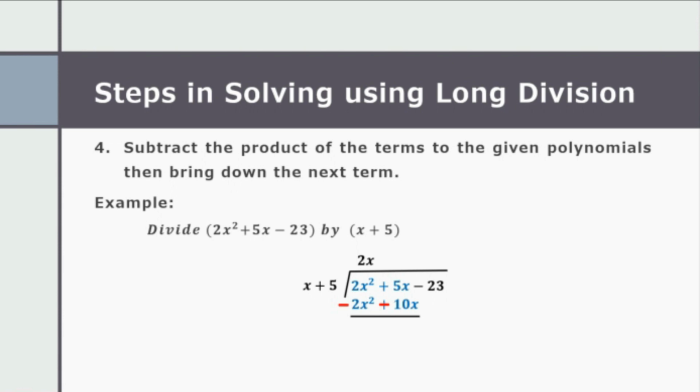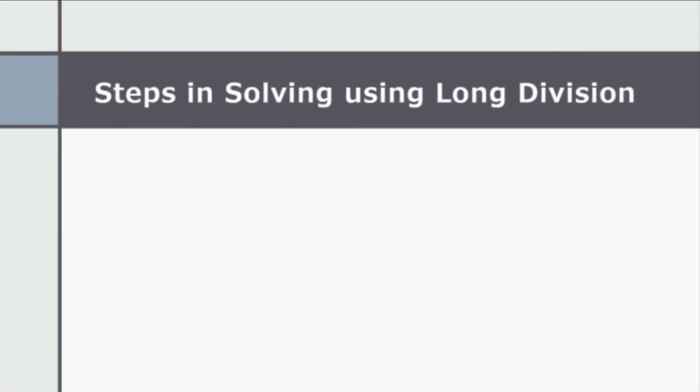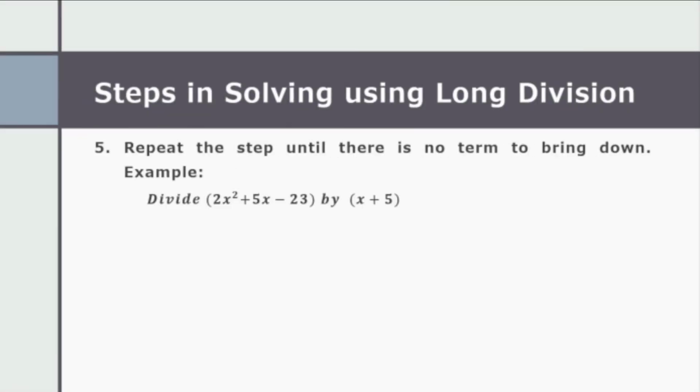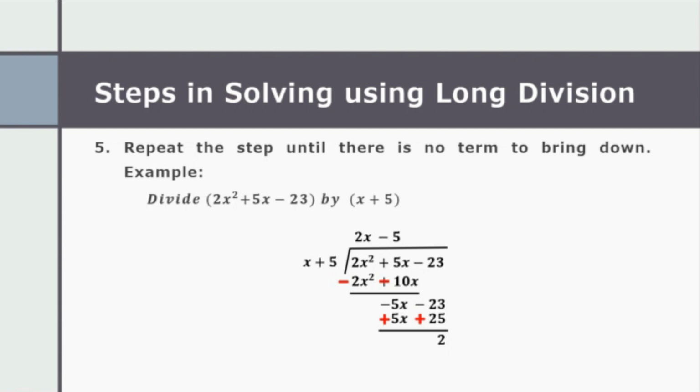Then 2x squared minus 2x squared is equal to 0, or simply cancelled out. Then we need to bring down the next term, which is negative 23. So we have negative 5x minus 23. Step number 5. Repeat the step until there is no term to bring down. We stop at negative 5x minus 23.